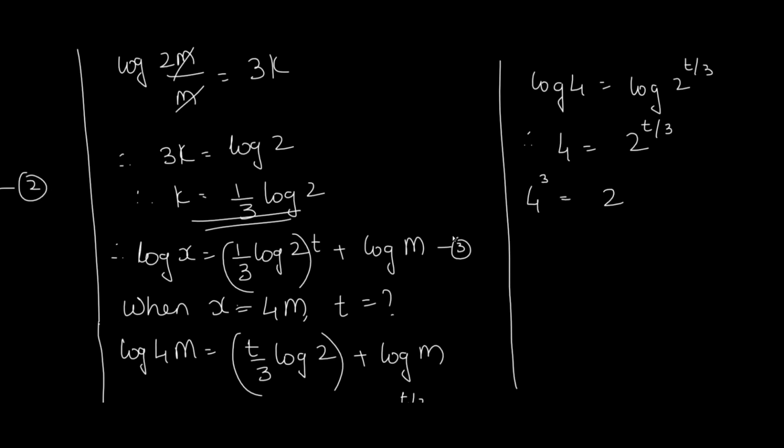is equal to 2 raised to t by 3. Again, we multiply this also by 3. So it becomes cube over here. So this 3 goes away, it gets cancelled. So therefore, we are getting 64 is equal to 2 raised to t.